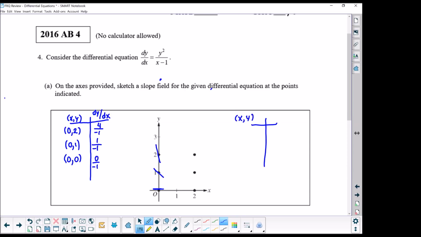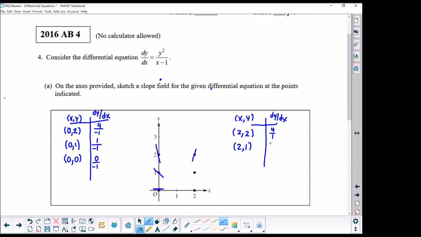Typically, you won't do this with too many points because it will get very tedious. My thoughts is if a student can do this with 6 points, they can do it with 60 points. So if we use the point 2 comma 2, we're going to get 4 over positive 1, which is of course positive 4. So I'm going to try to draw a pretty steep positive slope through there. I think mission accomplished.